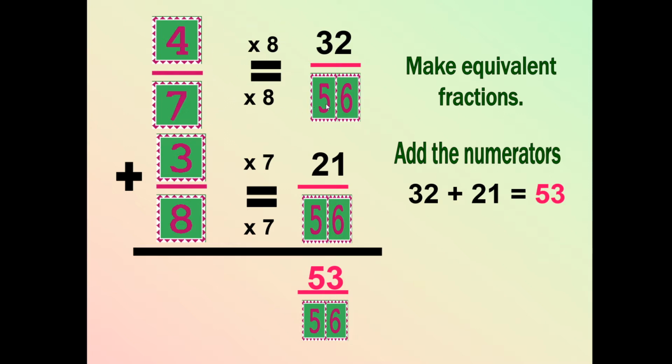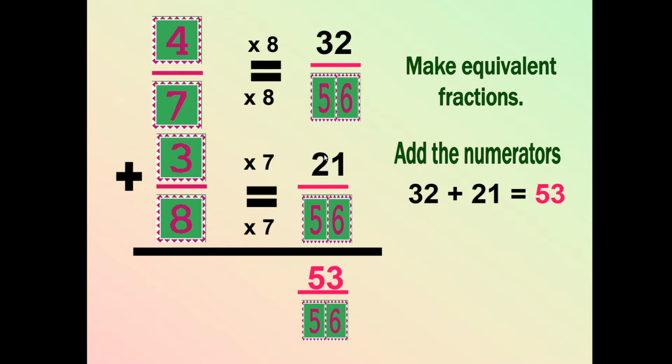So to get 56, you need to multiply 7 by 8. Similarly, you need to multiply your numerator by 8 as well, which will give you 32. And for the fraction below, in order to get 56, you need to multiply 8 by 7. So that means that you need to multiply your numerator by 7 as well, which in turn will give you 21.